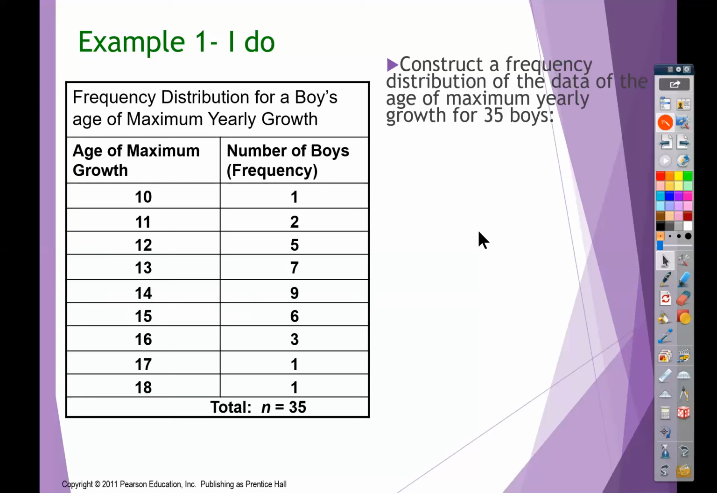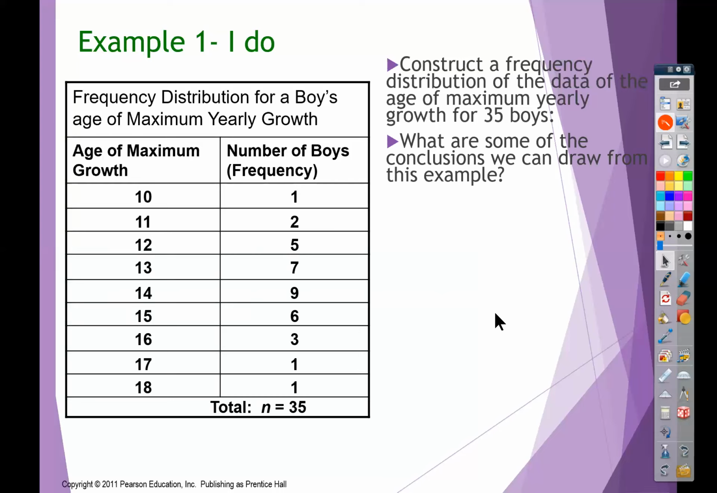All right, so age of maximum growth, it's got all their ages on the left: 10, 11, 12, 13, 14, 15, 16, 17, 18. And then it has the number of boys at that age. So like there's one 10-year-old boy. There are two boys that are 11. There's their frequency distribution for a boy's age of maximum yearly growth. So for example, there were 5 boys who grew the most at age 12. 7 of the boys grew the most at age 13. 9 boys grew the most at age 14, and so on.